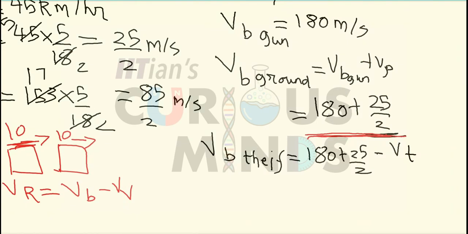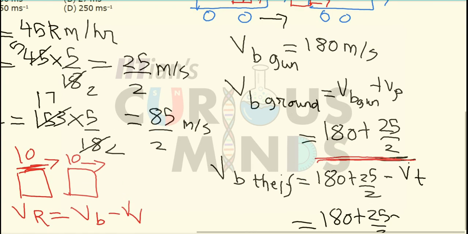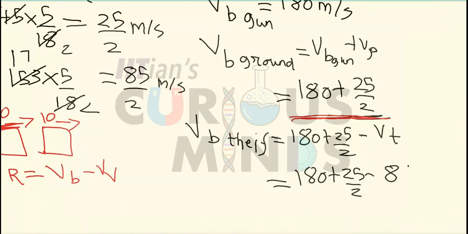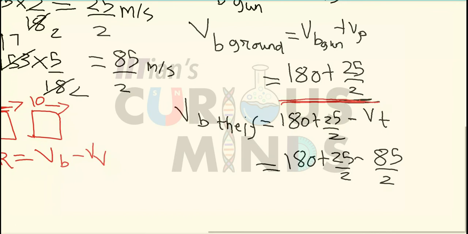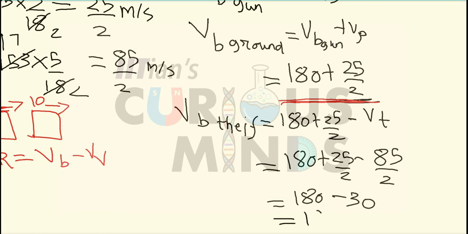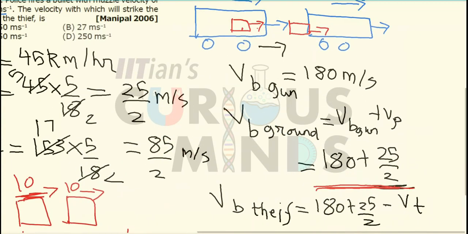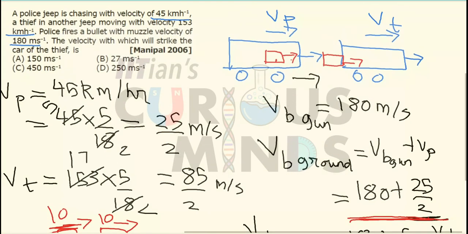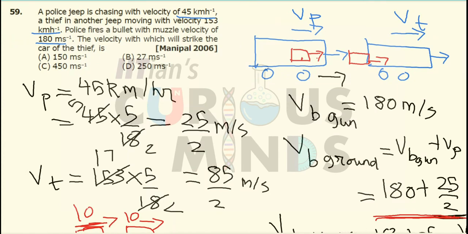The velocity of the bullet with respect to ground is 180 plus 25 by 2, and the velocity of the thief jeep we have calculated as 85 divided by 2. So 25 minus 85 will be equal to minus 60, so 60 by 2 will be 30. So 180 minus 30 will be equal to 150 meter per second. So the velocity with which the bullet hits the thief jeep will be equal to 150 meter per second, which is option number A.